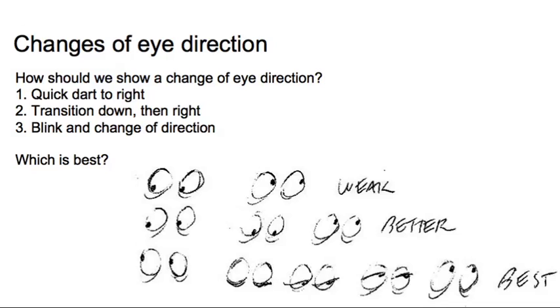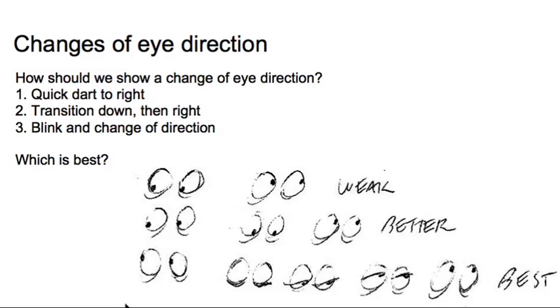Changes of eye direction, very, very important. A common mistake is to animate a character looking from left to right without a blink. You can, if you want, have the eyes kind of move along like this, but it's much better to add a blink. Generally speaking, as a general rule, if there's a change of eye direction, if a character looks from one direction to another, you should add a blink. If you don't add a blink, you better have a good reason for it. Because it's a very common error not to add blinks, and it looks very weird.